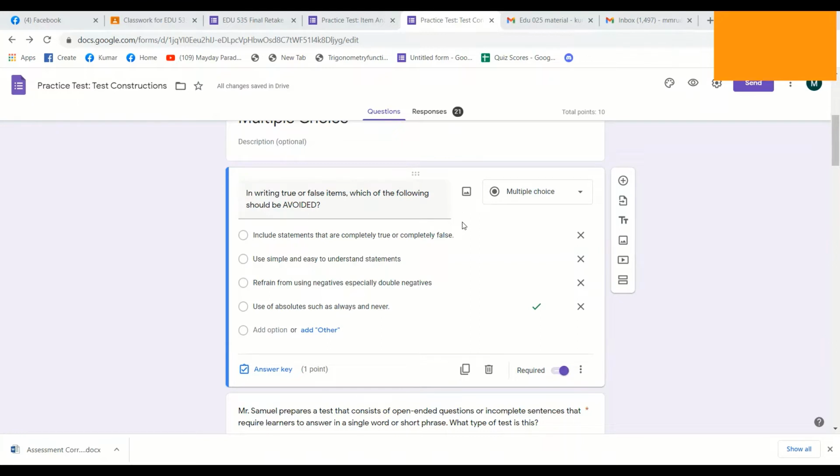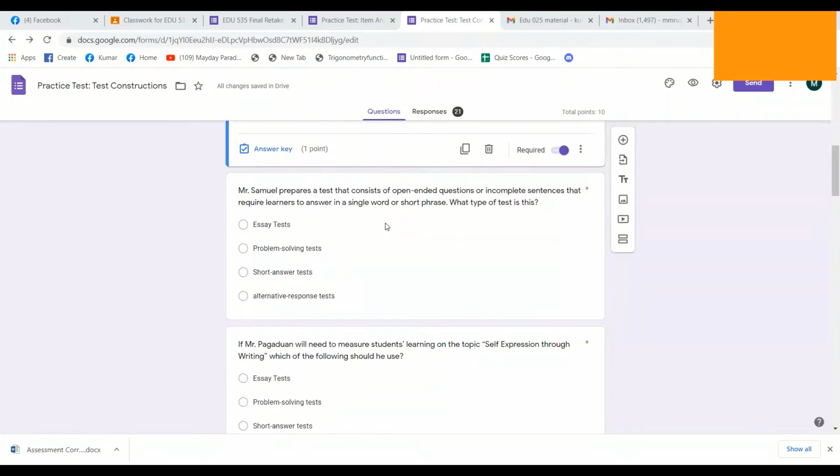Use absolutes such as always and never. Okay. Letter D is incorrect. As much as possible, we have to avoid the use of always and never. The reason is that if you use always and never, more likely the answer is false. So to avoid guessing of answers, we have to avoid that one.